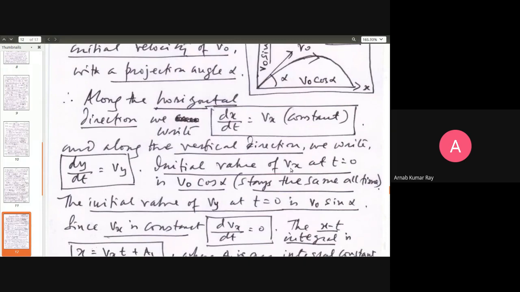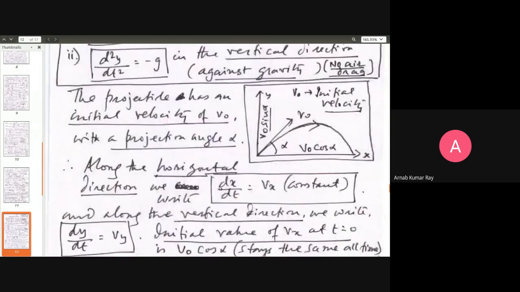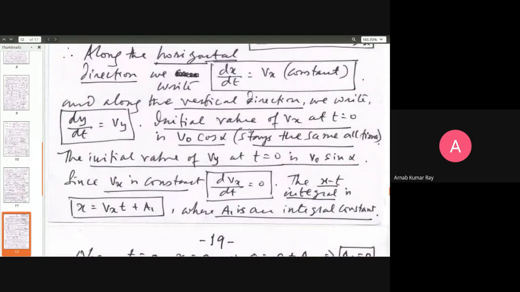So the initial value of v_x at t equal to 0 is v naught cos alpha. Why? This is being projected at an angle alpha. So the horizontal component will be v naught cos alpha, and the vertical component will be v naught sin alpha. The initial value of v_x at t equal to 0 is v naught cos alpha, and it will stay the same all the time. Why? Because along the horizontal axis, v_x is constant.